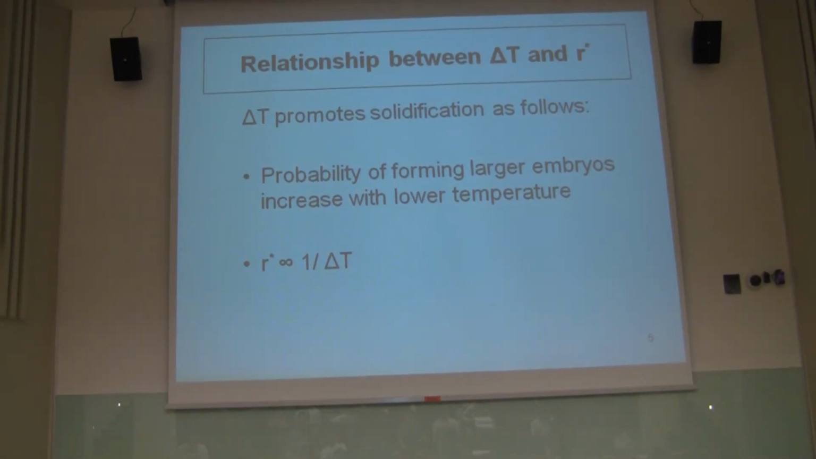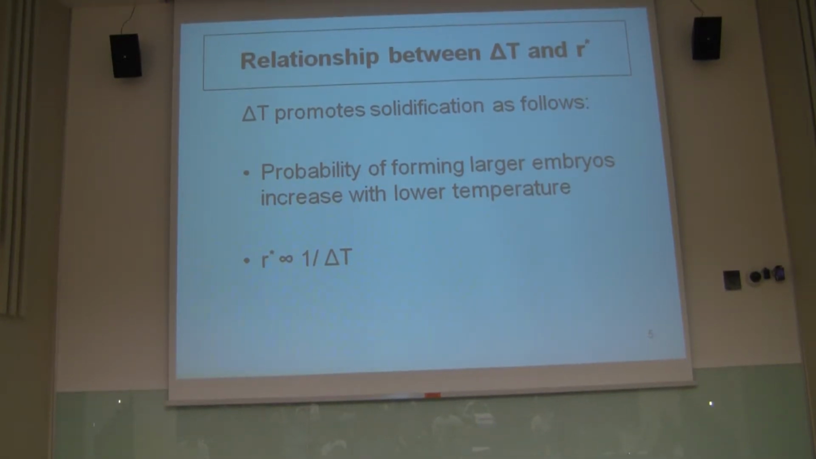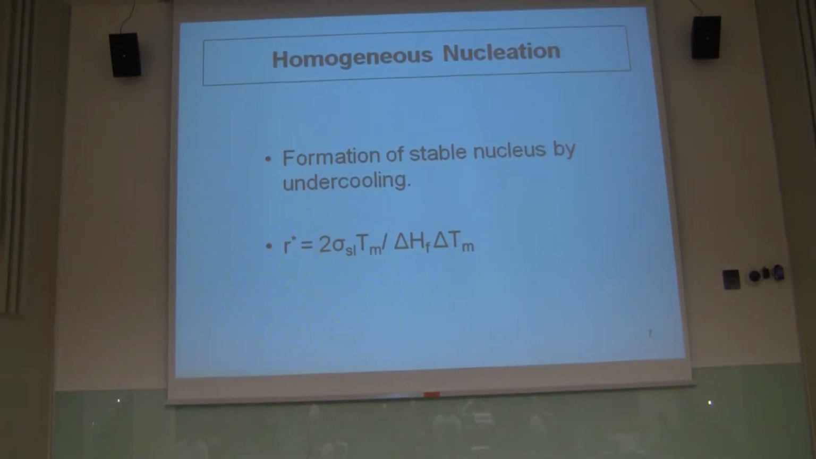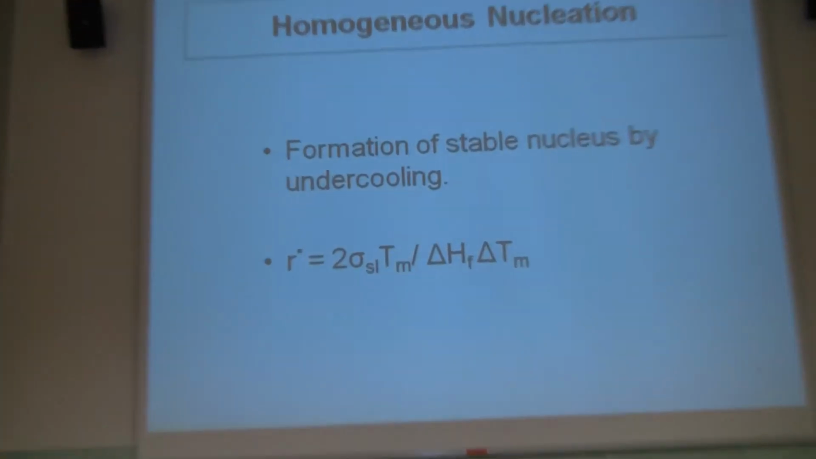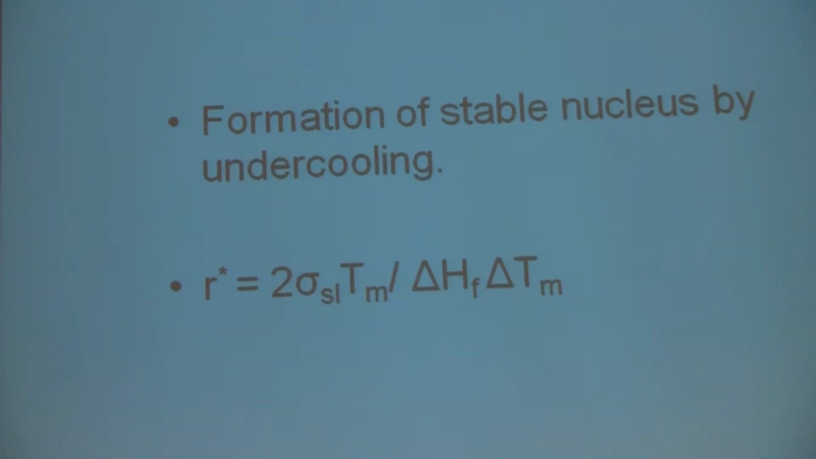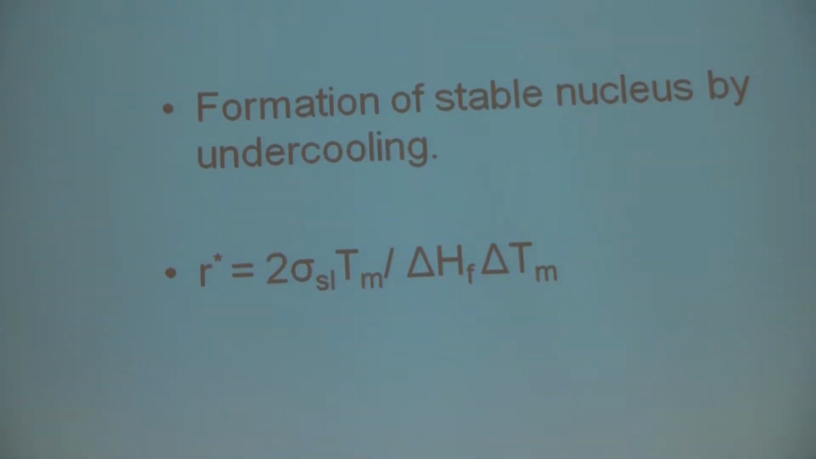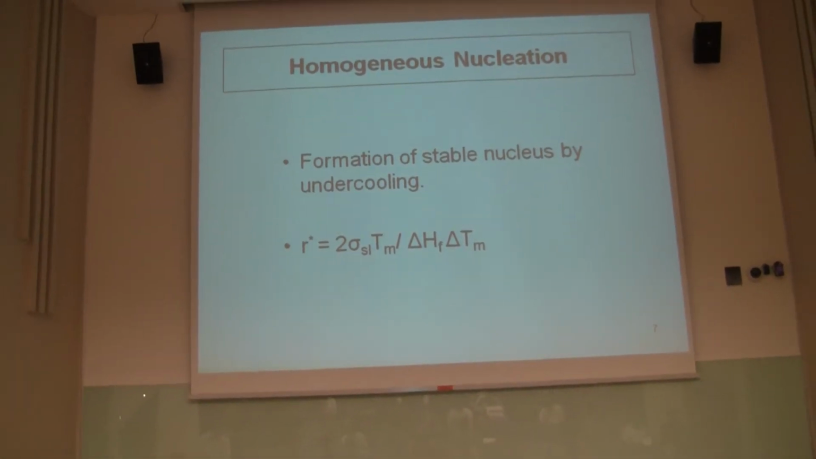So if I cool very fast, I will get more undercooling. So my critical radius, according to this, will be smaller. Now this formula you must know. Do the example in your book, and make sure you convert your units to Kelvin. For the freezing temperature, don't add 273. For the other temperature, you add 273.